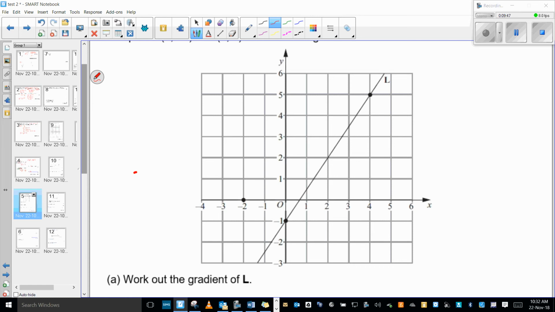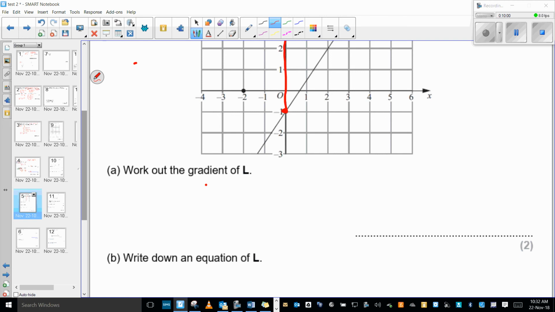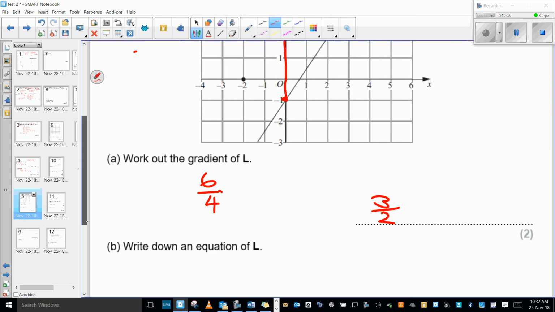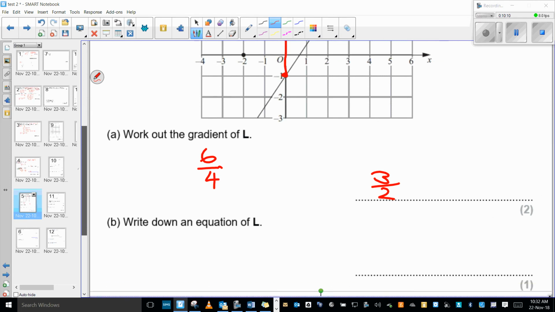You're trying to get from one coordinate to another. If you chose these two, that's fine. You're rising 1, 2, 3, 4, 5, 6. You're running 1, 2, 3, 4. So your gradient is going to be 6 over 4. Ideally, you simplify that to be 3 over 2, and if you left it as 1.5, that is also fine. Now it says write down the equation of L.